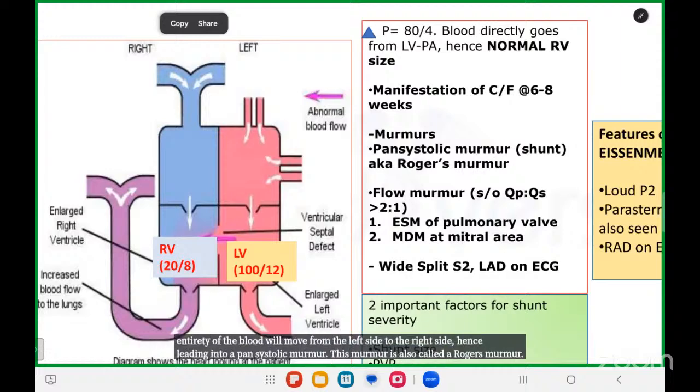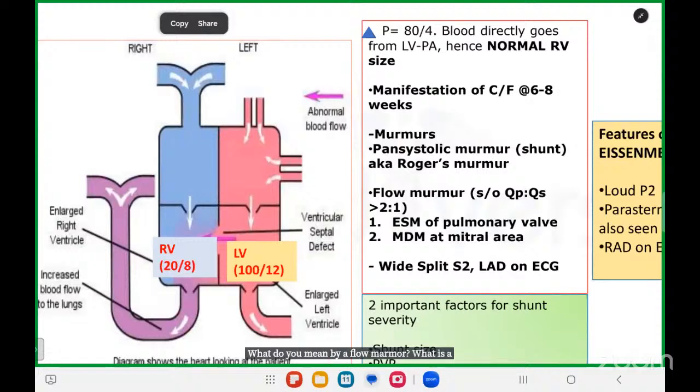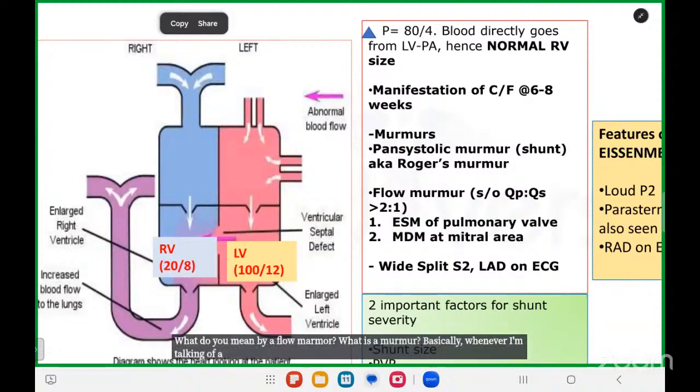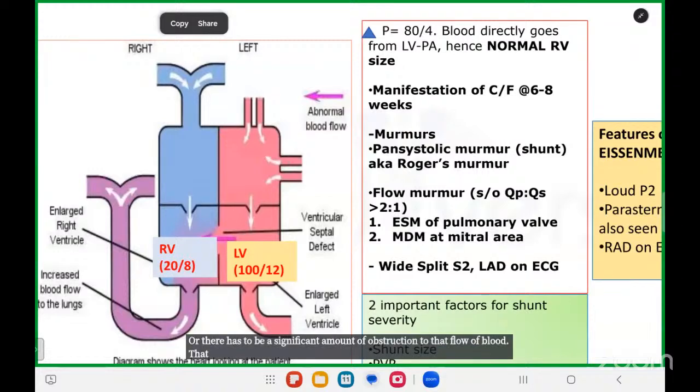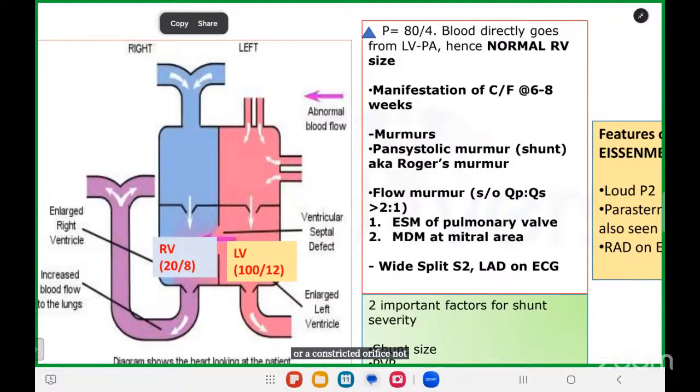What do you mean by a flow murmur? What is a murmur? Whenever I'm talking of a murmur, I mainly mean that either a huge amount of blood has to flow through a narrow space, or there has to be a significant amount of obstruction to that flow of blood. That is exactly what causes a murmur. Either a huge amount of blood flowing through a normal sized orifice, or a constricted orifice not being able to regulate the blood and thus causing turbulence. These are the two causes of a murmur.